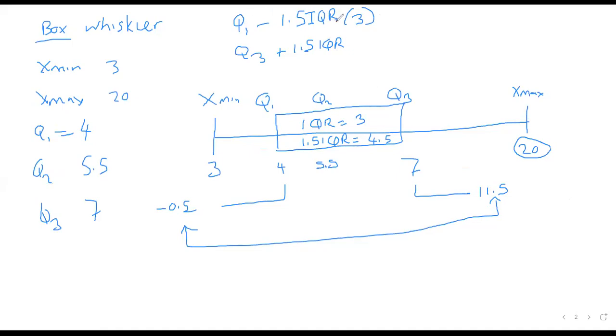So from the lower quartile we subtract the 4.5. That gave us negative 0.5. Then the 4.5, you add it to the upper quartile, the 7, and we get 11.5. So this helps you identify which numbers are outside this range. We found 20, and that is our outlier.